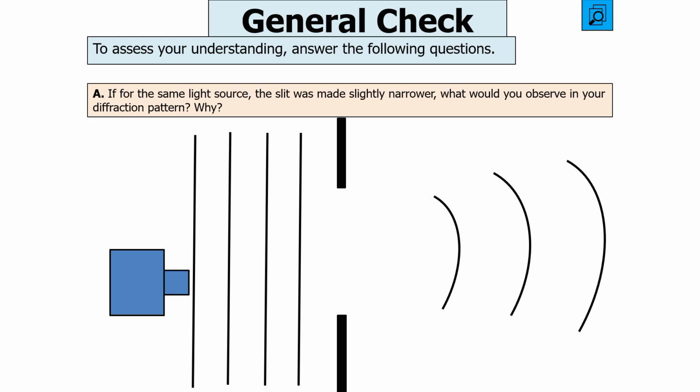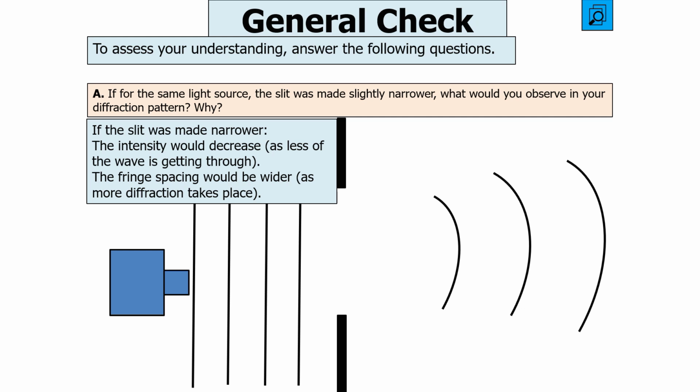If, for the same light source, the slit was made narrower, what would you observe in your diffraction pattern and why? So pause the video now, then unpause the video when you want to go through your answer. If the slit was made narrower, the intensity would decrease as less of the wave is getting through, and the fringe spacing will be wider as more diffraction takes place.